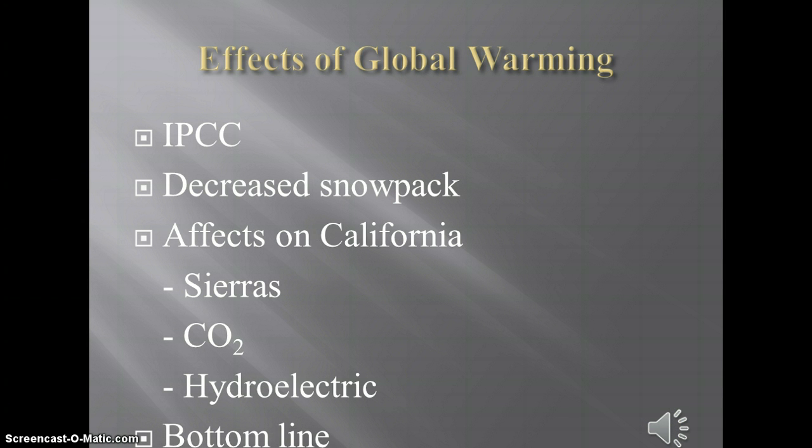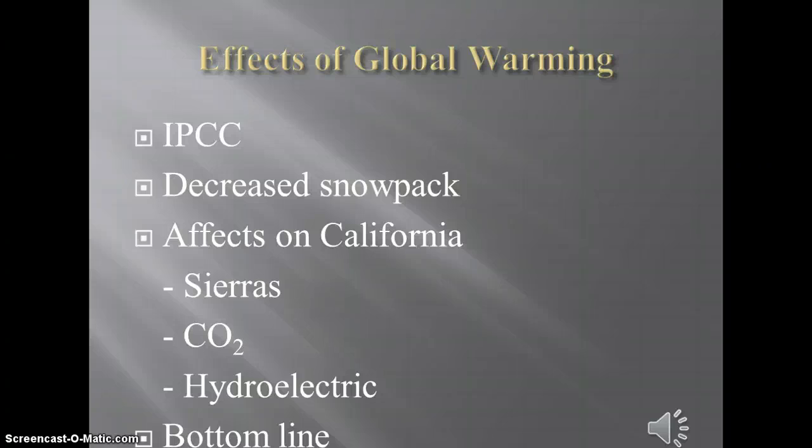The IPCC, a group of 2,500 of the most respected scientists worldwide, declared for the first time that global warming is unequivocal and that there is more than a 90% chance that the Earth's warming is caused mainly by the release of CO2. In California, we could be affected by this due to decreased snowpacks in the Sierras, whose snowmelt supplies 40% of California's water.